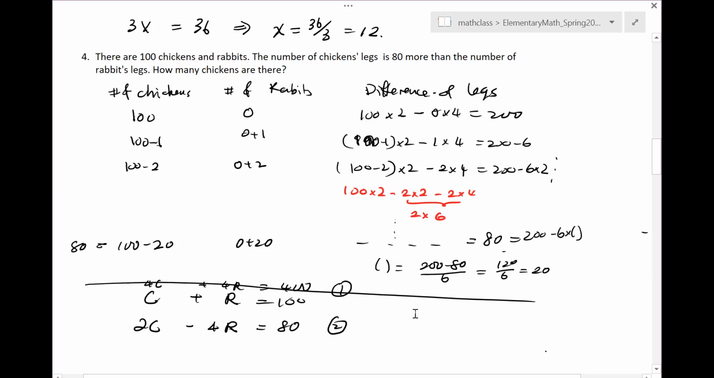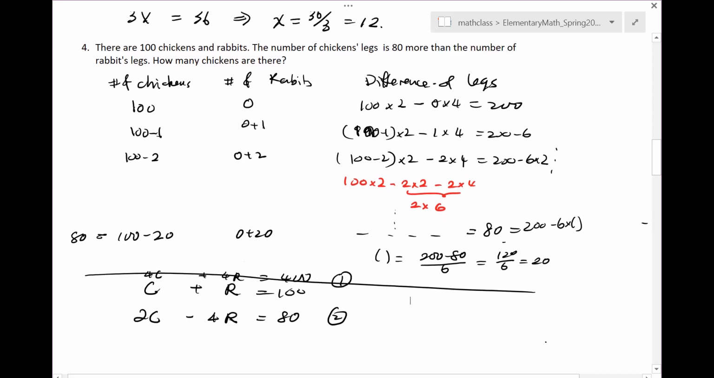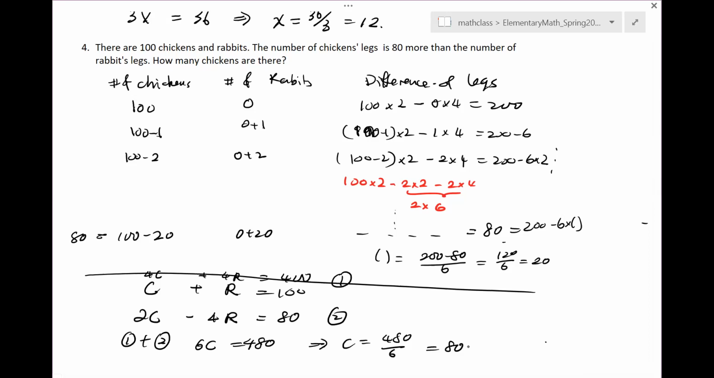Now, how can I get rid of R quickly? Well, equation 1 plus equation 2, not subtraction, okay? So 4R minus 4R is gone. So what you get is 6C equals 480, okay? Right, 400 plus 80. So that implies C is going to be 480 divided by 6, right? That'll be 80, okay? So much quicker, easier. So sometimes you see the power of the equations.